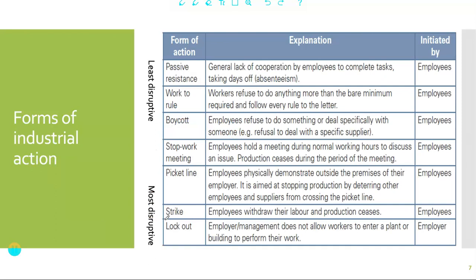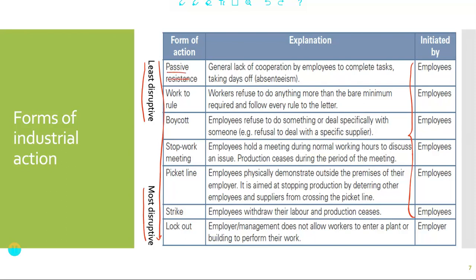So what are some of the ways that these actions can be created, or what can they take? We often think of the most disruptive, but we should recognize that some of these are not as disruptive, least disruptive to most disruptive. These operate in a continuum. Generally, it is the employees doing this, because they're the ones that are unhappy, and you can see these are the employee actions. They will start at the least disruptive.